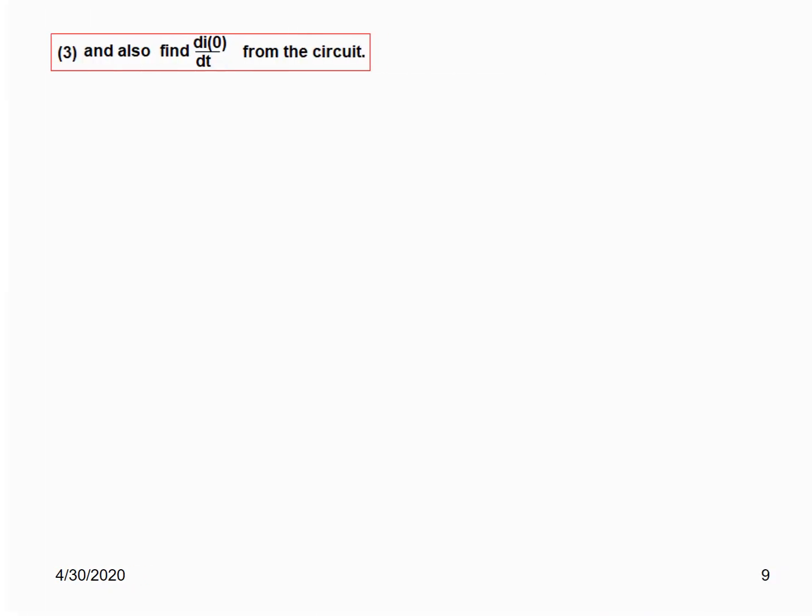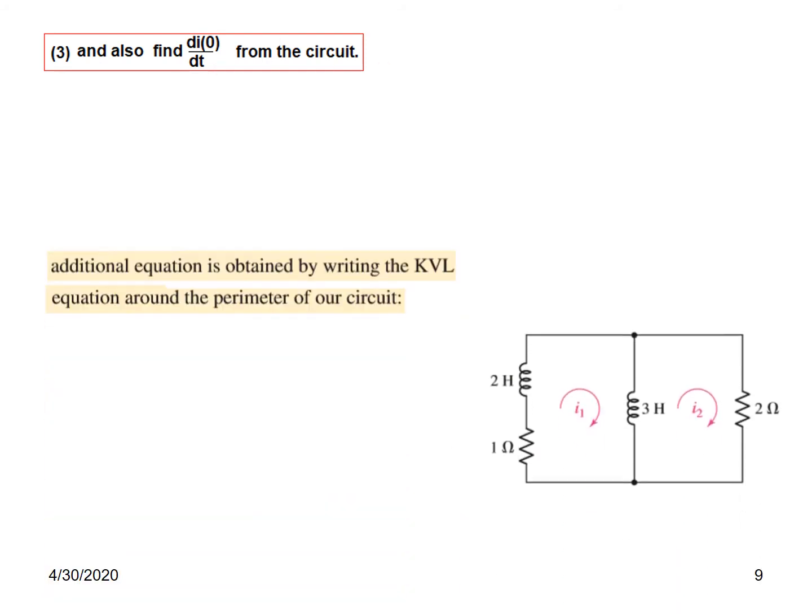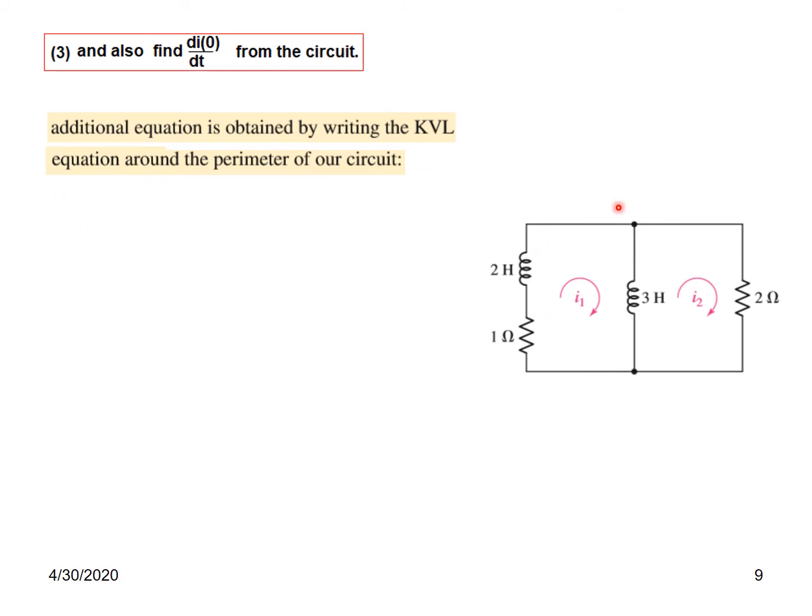Now we have to find di/dt from the circuit. So let's look at the circuit now. This is the circuit that we have. An additional equation can be obtained by writing a KVL equation around the perimeter. Since we are only interested in I1, and this is the only arm which contains I1, this shares I1 and I2. So what we'll do, we'll take the outer loop to keep it simple.